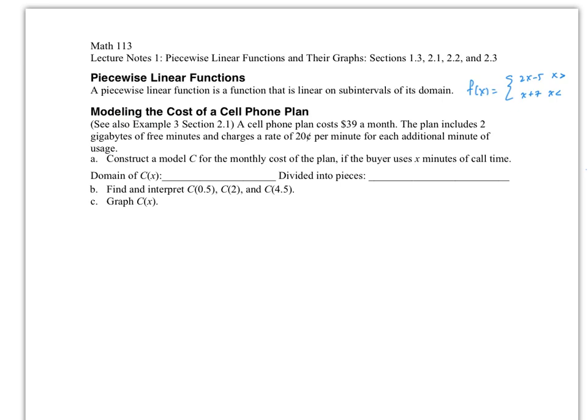All right, before we do this problem, there's a typo here, a long typo. I fixed it on the official notes, I think, but if not, here's the typo. So the first part is correct. A cell phone plan costs $39 a month. The plan includes 2 gigabytes of free data.